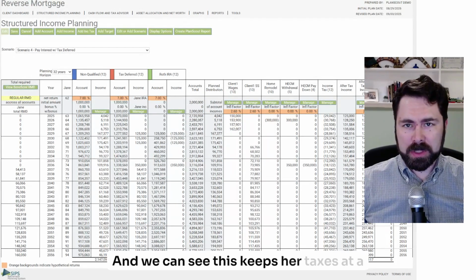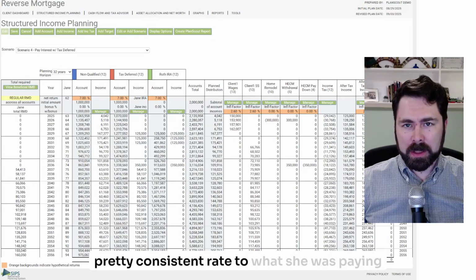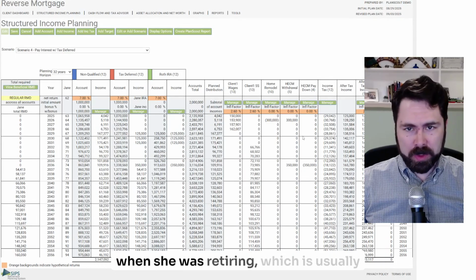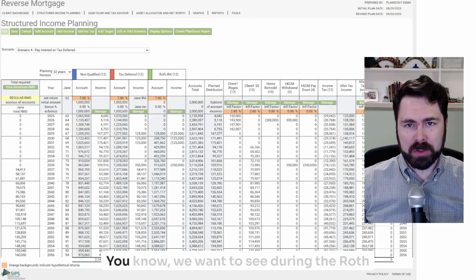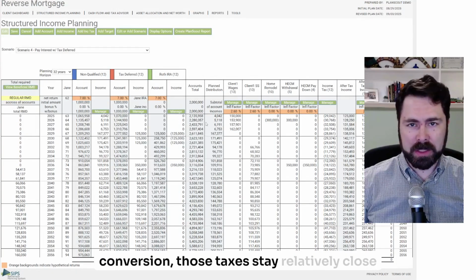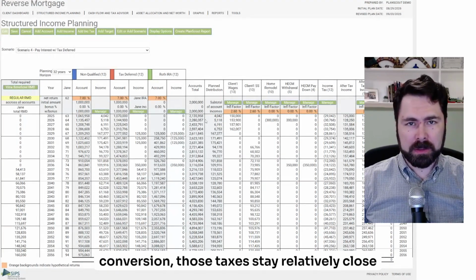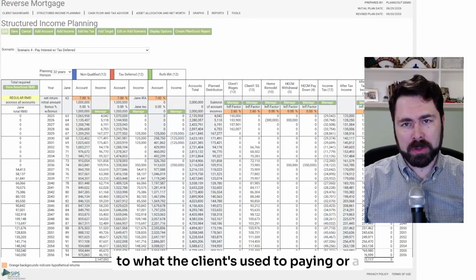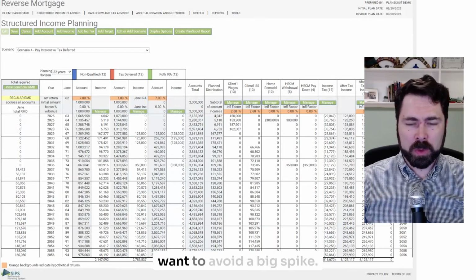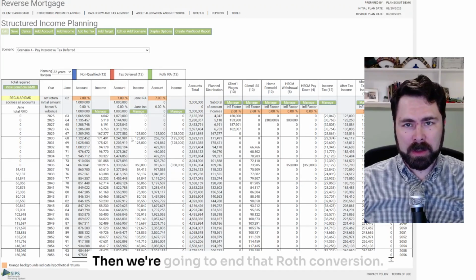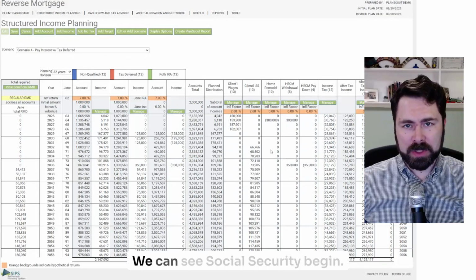And we can see this keeps her taxes at a pretty consistent rate to what she was paying when she was retiring, which is usually something that we like to see. We want to see during the Roth conversion that those taxes stay relatively close to what the client's used to paying, or a little bit less, but we want to avoid a big spike. Then we're going to end that Roth conversion. We can see Social Security begin.